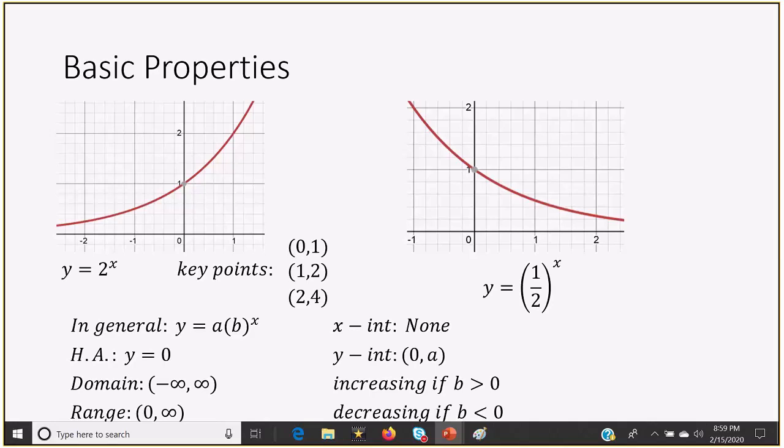So it's that, is it exponential growth? b is greater than 1. Yes, increasing. Is it exponential decay? Between 0 and 1, then it's decreasing like the graph on the right.